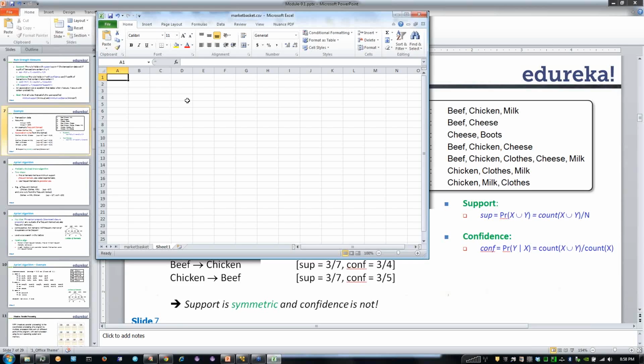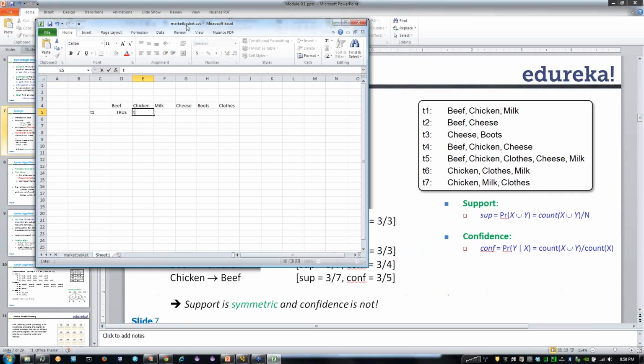Beef, chicken, milk, cheese, boots, and clothes. Now T1 will be beef, chicken, and milk. So essentially true. So let's put 1 and 0. 1, 1, 1, 0, 0, 0. And T2 will be what? Beef and cheese. So 1 here, 0, 0, 1, 0, 0. Okay, you get the idea. So this is another representation of the data.